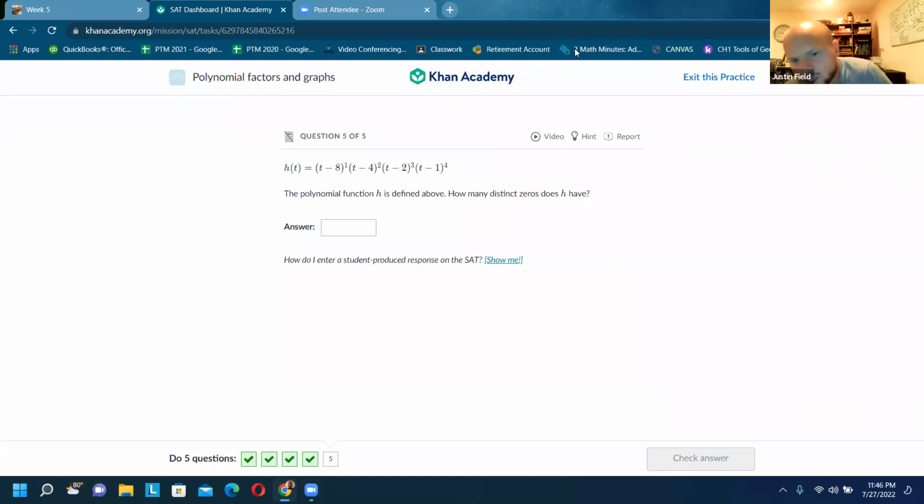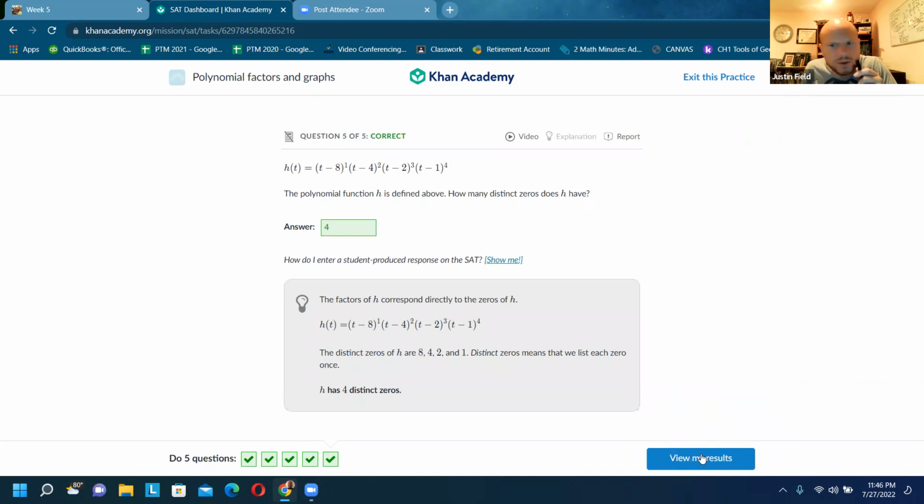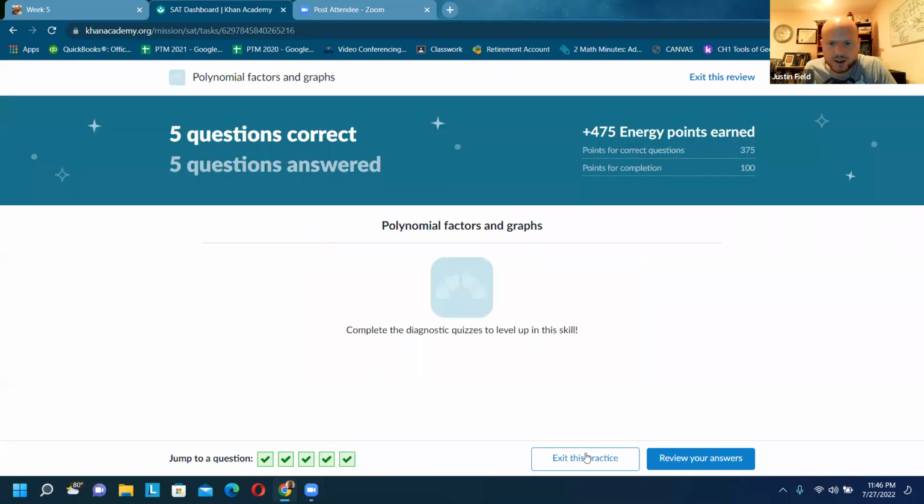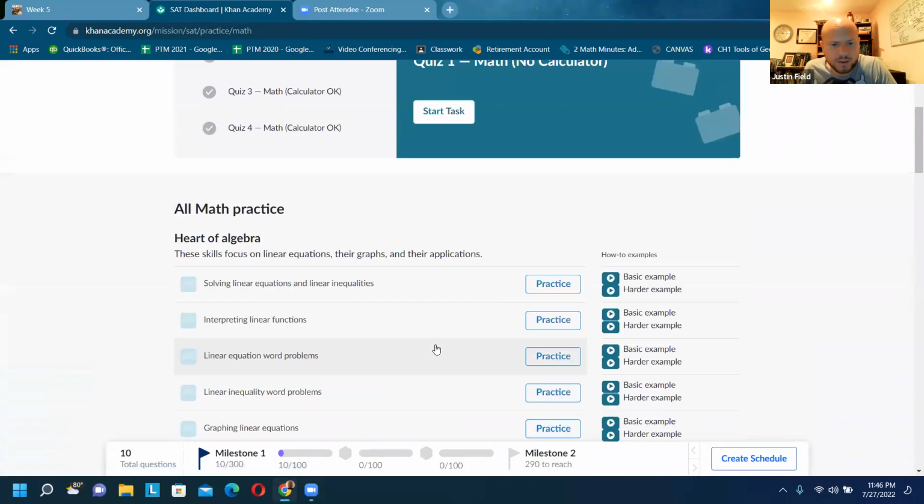The polynomial function h is defined above. How many distinct zeros does it have? So I'm looking at the factors. 1, 2, 3, 4. 4. And so I'm going to put 4. Don't be fooled by those exponents. The factors are the zeros. Trying to trick me. Okay.